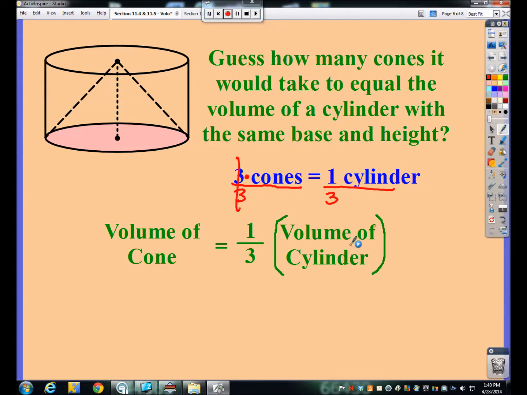Well, we just got done referring to what the volume of a cylinder is. It's just pi r squared times height. So the volume of a cone is 1/3 of a cylinder, 1/3 pi r squared times its height.